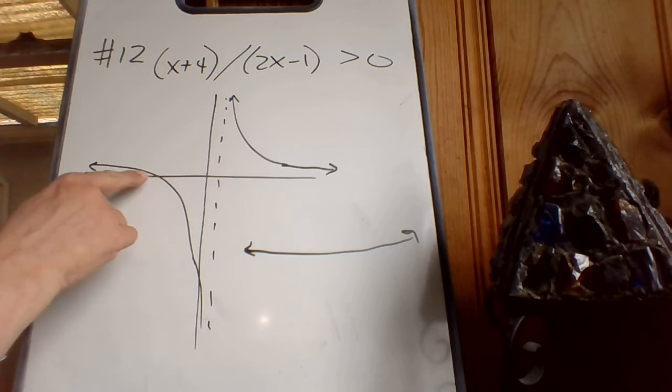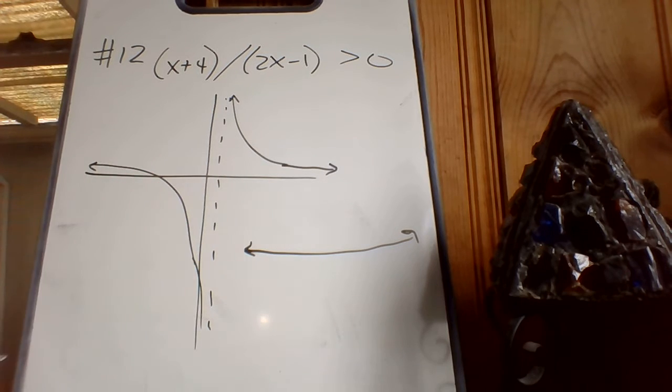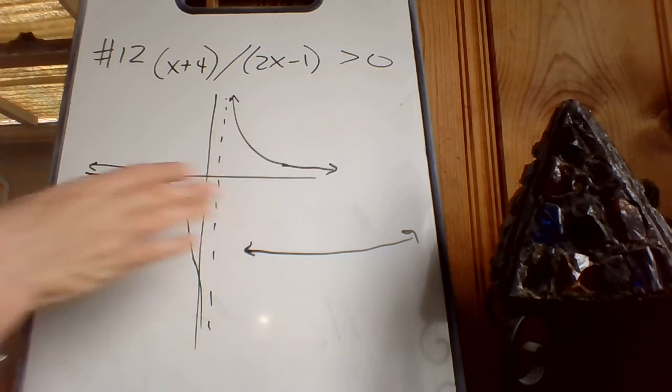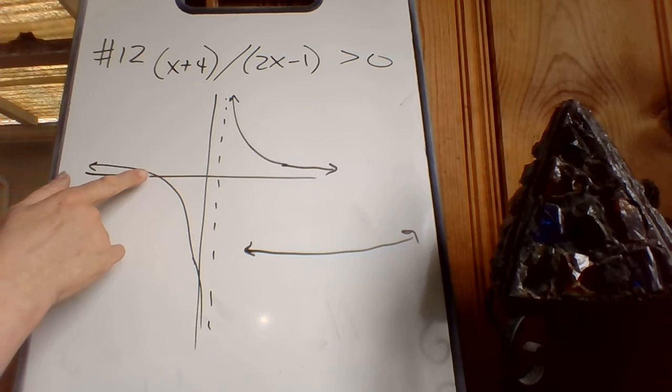Now, I know where these points are right here. The point where this cross right here is, the point where this asymptote right there is, those were the critical points. Okay, those were the points that are likely to end up on my number line. And so I got to know where the critical points are.